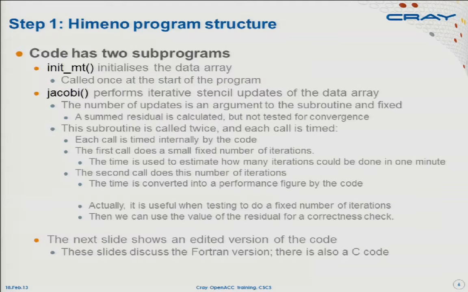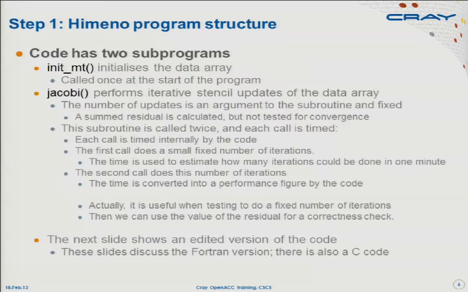This simple code is very simple. It has two routines in it. The one initializes the data, called at the start of the program, and the other does an iterative stencil update on the array. So it takes the array, it processes it, it writes it back on the original array, and then it does that a certain number of iterations.